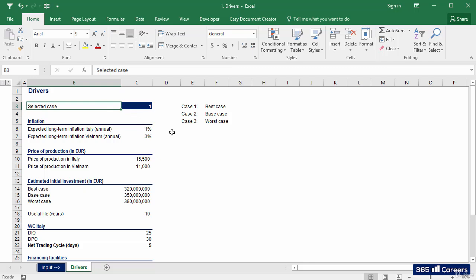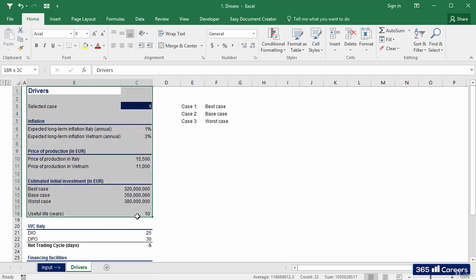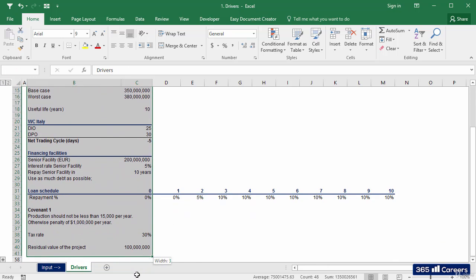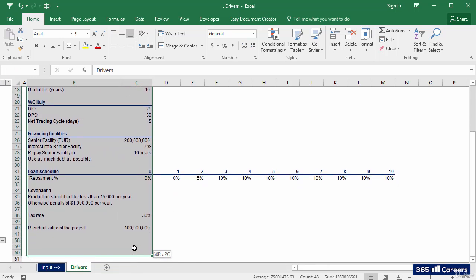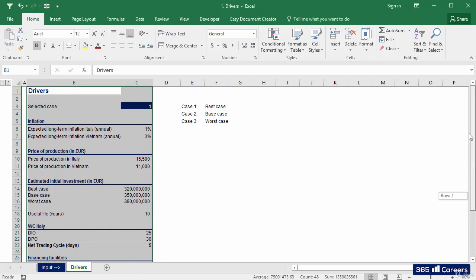Hi, and welcome back. This is the first page of our capital budgeting model. Here, we have most of the inputs we'll need when building the model. As you can see, they are well organized and easy to understand, which is nice.